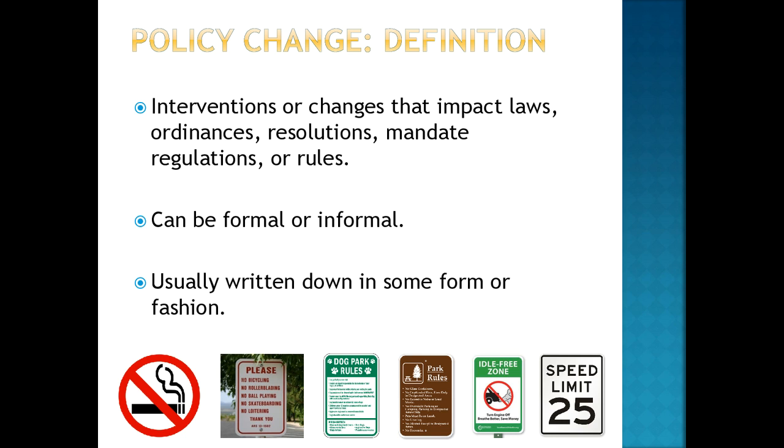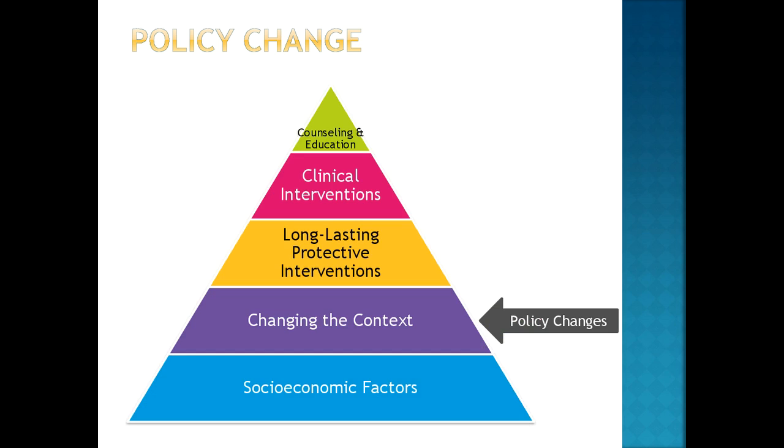And you can see, just at the bottom, there are various examples. There are non-smoking policies. You can have signs that post rules at various parks. You can have idle-free policies. Even speed limits are, I think, a very common type of policy that people are familiar with. It tells you how fast you can drive on a particular road.